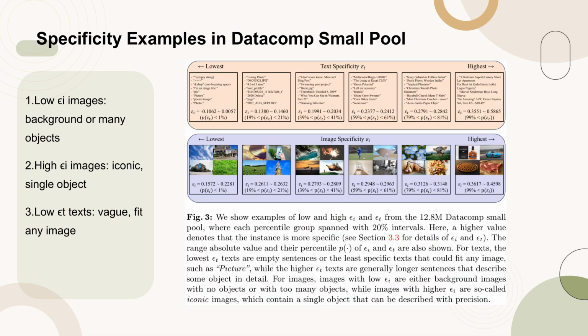Figure 3 presents examples of low and high specificity values, INT, from the 12.8M DataComp small pool, divided into percentile groups with 20% intervals. Higher values indicate greater specificity. For texts, the lowest T values correspond to empty sentences or very general text like "picture", while higher T texts are longer and more detailed. For images, low I values are associated with background images or those with too many objects, whereas high I images are iconic, containing a single object that can be precisely described.